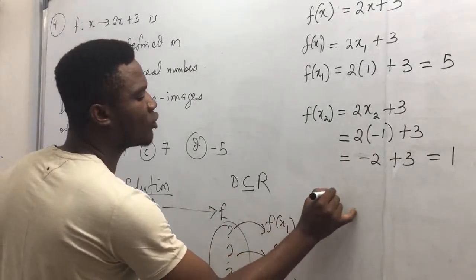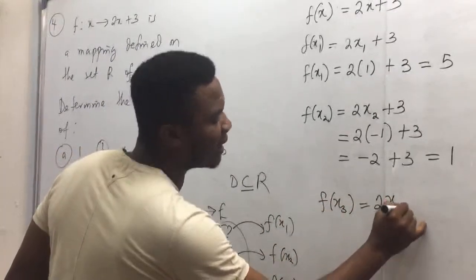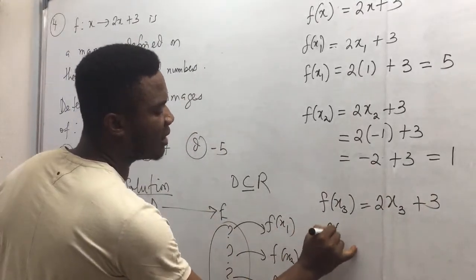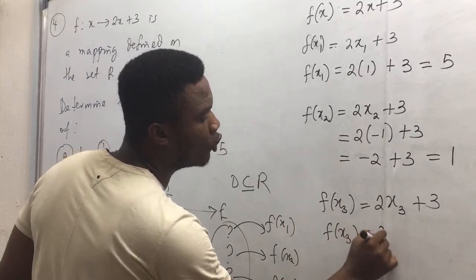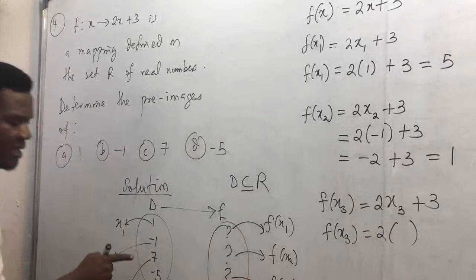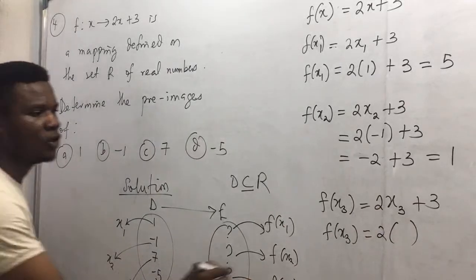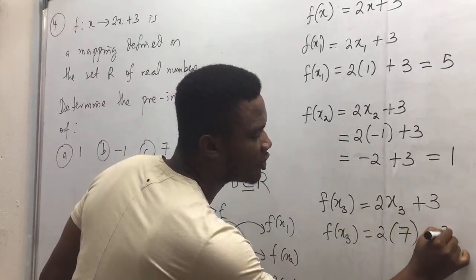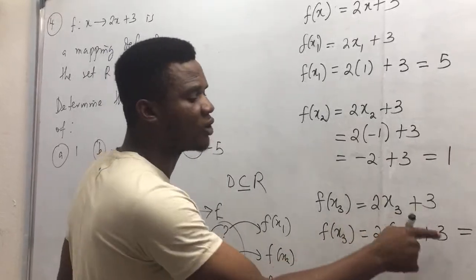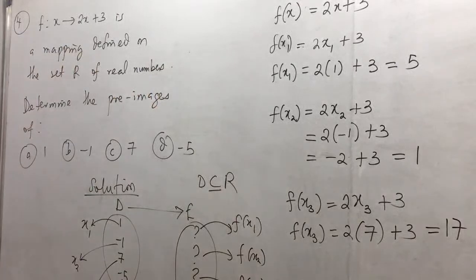You will then go over to f of x3. F of x3 is 2x3 plus 3. Meaning that f of x3 should give 2 times what x3 is. And x3, guys, is 7. I hope you can see this. So putting 7 here plus 3, what would it give us? 2 times 7 is 14. 14 plus 3 would give you 17. So it means that our f of x3 is 17.